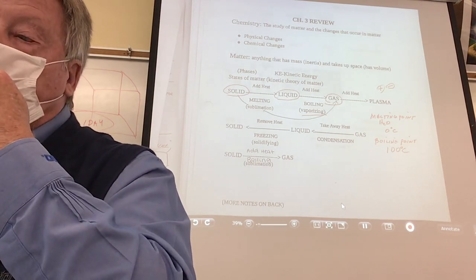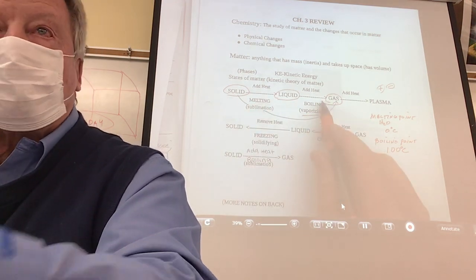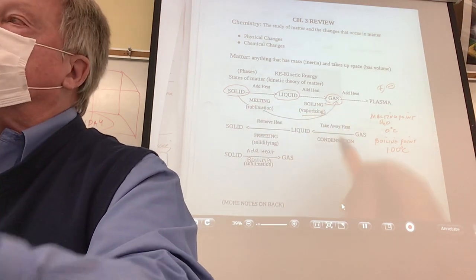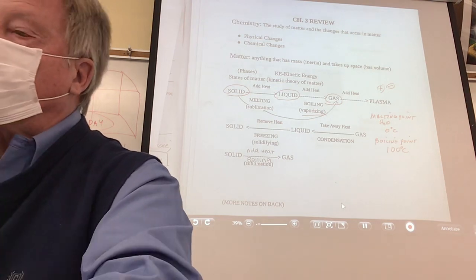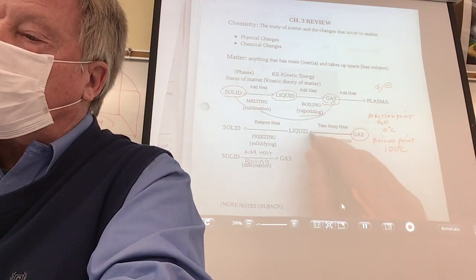Now, let's go the other way. If this is adding heat, which eventually adds kinetic energy, what if we were to take kinetic energy away? What if we were to cool a gas? What would you call it when a gas changes back into a liquid?